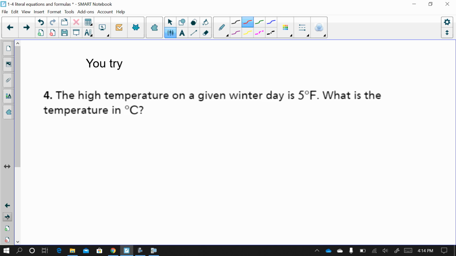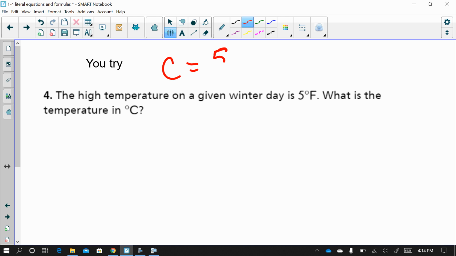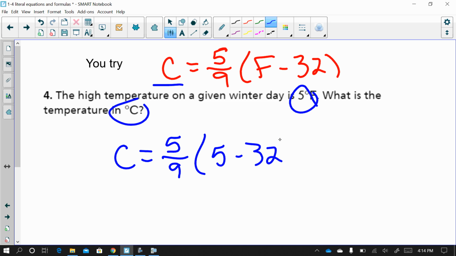Okay, your turn. Again, you're using the formula C equals 5 ninths times F minus 32. You want to change it to degrees Celsius. So we have degrees Fahrenheit, you need to find degrees Celsius. So this one's super easy, plug and chug. I already know it's degrees C, that's what I have. So C equals 5 ninths. Instead of writing Fahrenheit, I'm going to write 5. 5 minus 32.